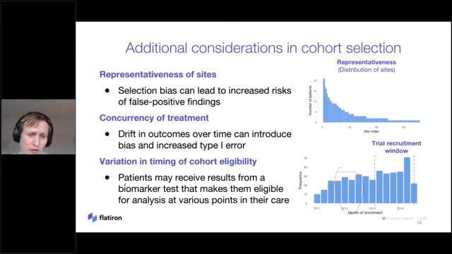The last thing is timing of cohort eligibility. We know that if we're defining a biomarker arm or some other EHR-defined arm, results might come at different points in their treatment, and including patients that might be tested for, say, a biomarker at baseline or several years after their initial diagnosis might yield a very different patient population.